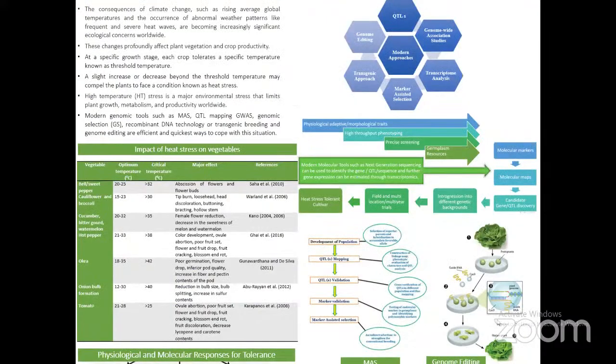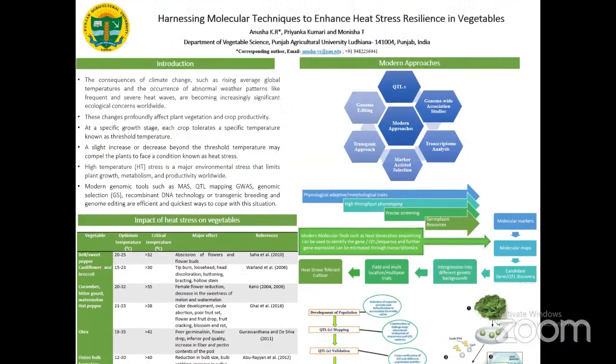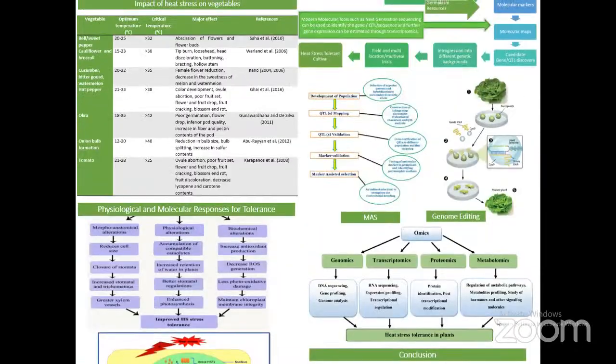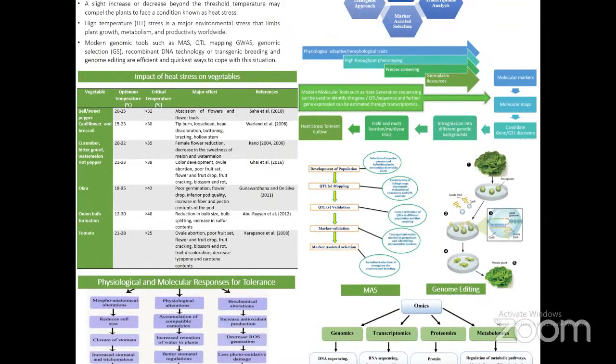Now, let us see what are the modern approaches we can use to develop varieties which impart tolerance. Some of them are QTL mapping, genome-wide association studies, transcriptome analysis, marker-assisted selection, transgenics, and also genome editing. So now let us see one by one. With the help of QTL mapping, we can identify the major and minor QTLs which are responsible for imparting heat stress tolerance.